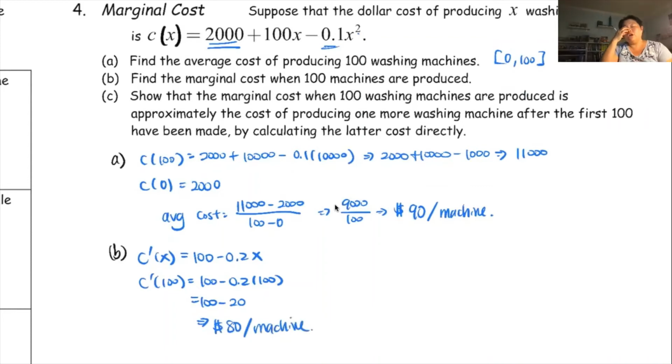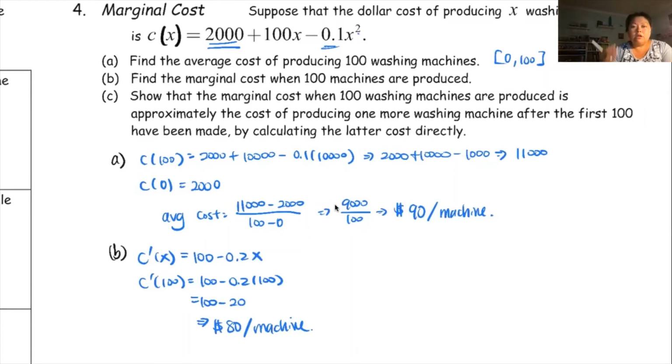So if the average cost is $90 per machine, but at the instant of 100 machines it's $80, that means the cost was decreasing as we go, right? Because at the moment of 100 machines, it was only $80 per machine. But if the average is 90, that means somehow the cost was way more than 80 to bring that average up. So again, it should make sense that when you're producing 1 or 2, you're really not making much money. The cost is really high, not worth it. But as you produce more and more, your cost is actually coming down.